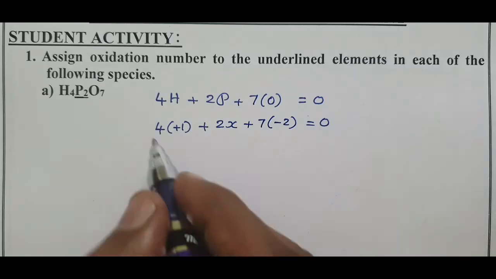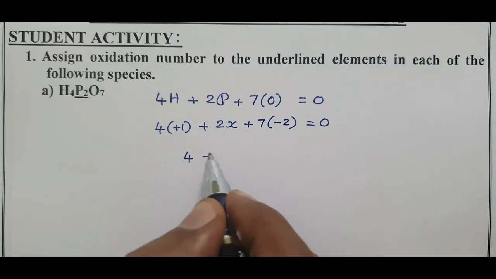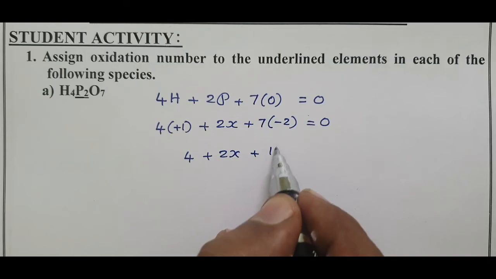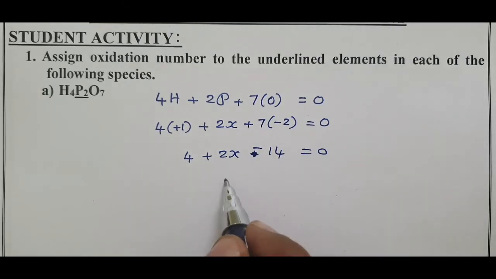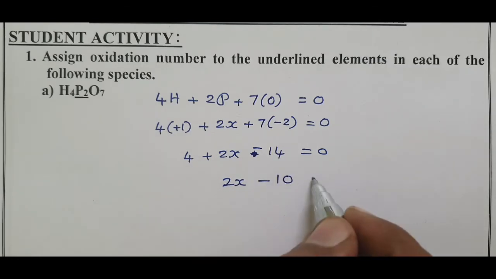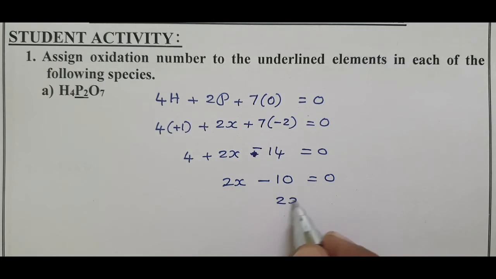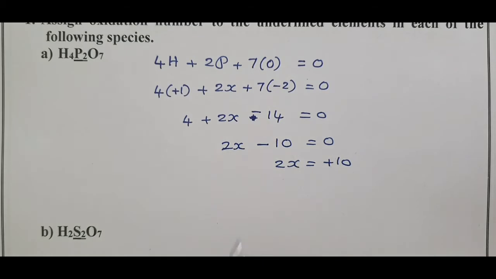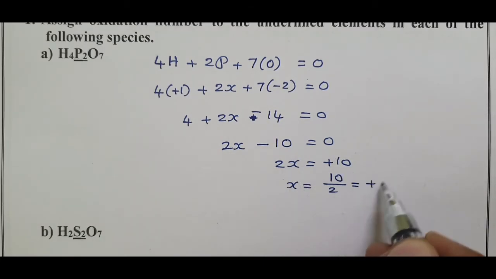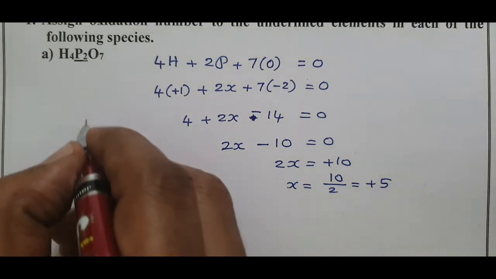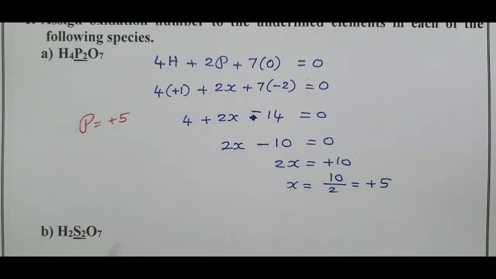equal to 0. 4 into plus 1 equal to plus 4, plus 2x, plus 7 into minus 2 or minus 14, equal to 0. 2x minus 14 plus 4 equals minus 10 equal to 0. Bring the minus 10 to the right hand side, it becomes plus 10. So, what is the value of x? x equals 10 by 2 equals plus 5. Oxidation state of phosphorus in pyrophosphoric acid is plus 5.